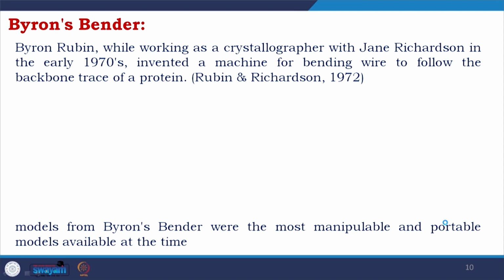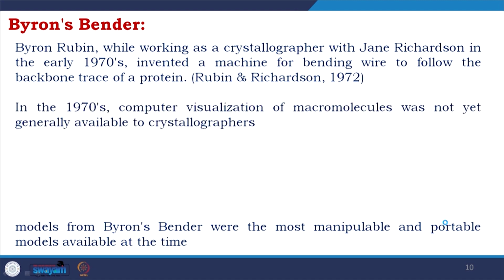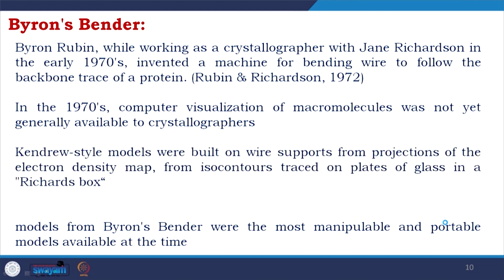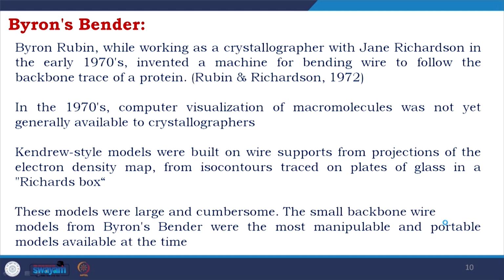Byron Rubin, while working as a crystallographer with Jane Richardson in the early 1970s, invented Byron's Bender, a machine for bending wire to follow the backbone trace of the protein. In the 1970s, computer visualization of macromolecules was not yet generally available to crystallographers. Kendrew style models were built on wire supports from projections of the electron density map from isocontours traced on plates of glass in a Richards box. These models were large and cumbersome. The small backbone wire models from Byron's Bender were the most manipulable and portable models available at that time.